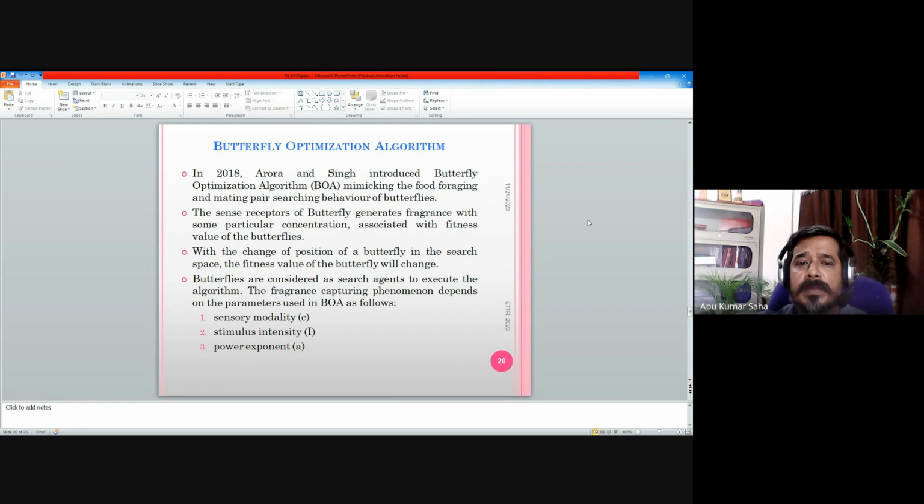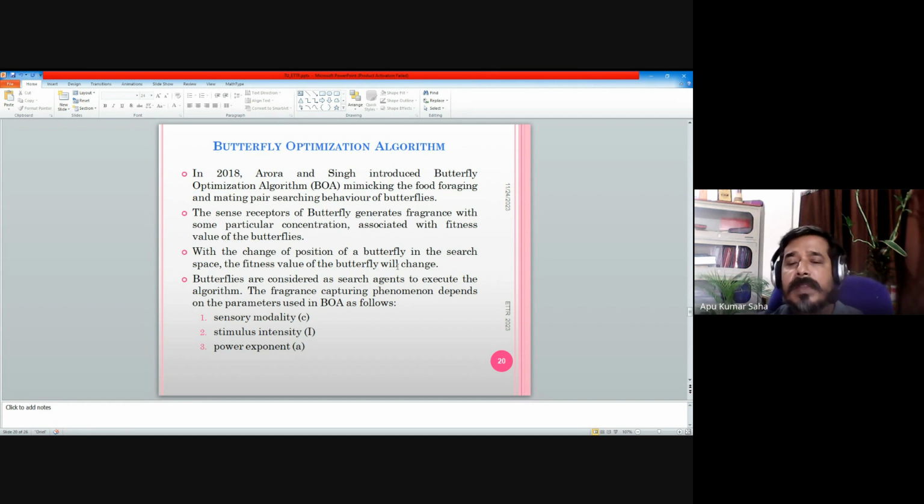And the same holds for mating pair searching behavior also. Now, the sense receptors of a butterfly generate fragrance with some particular concentration. So every butterfly emanates some fragrance and their concentrations are different. Those fragrances we are associating here with the fitness value of butterflies. Fitness value means the value of the objective function. Now, with the change of position of the butterfly, its fitness value will change. If it goes from one place to another place, its fragrance will change, so ultimately the fitness value will change.